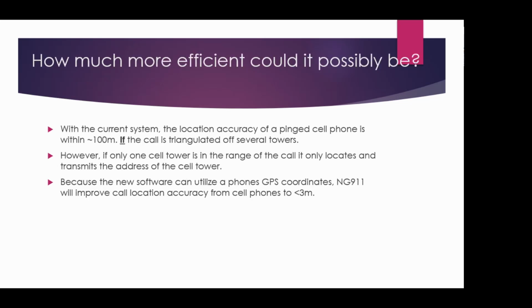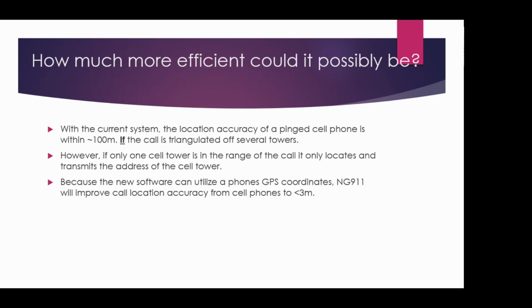So how efficient could it possibly be? The current system, the location accuracy of a ping cell phone is within 100 meters if the call is triangulated off multiple cell towers. Of course, in Bayfield County, in Ashland County, in most of the state, we have poor cell reception. I know that if I sit outside the courthouse here, I cannot make a phone call. So in our forests, obviously that kind of diminishes even more.